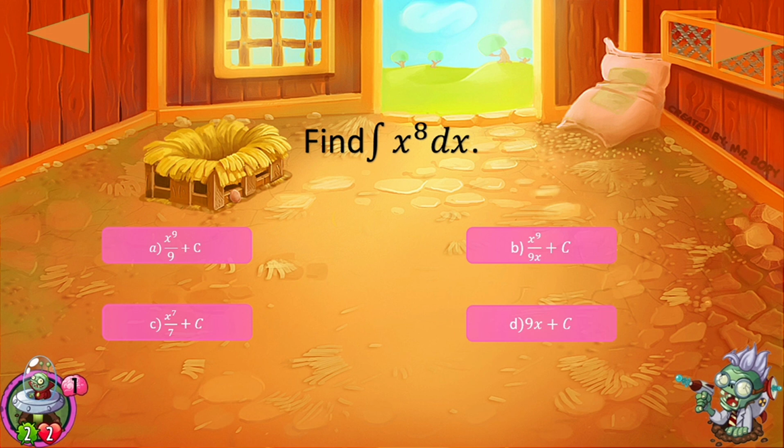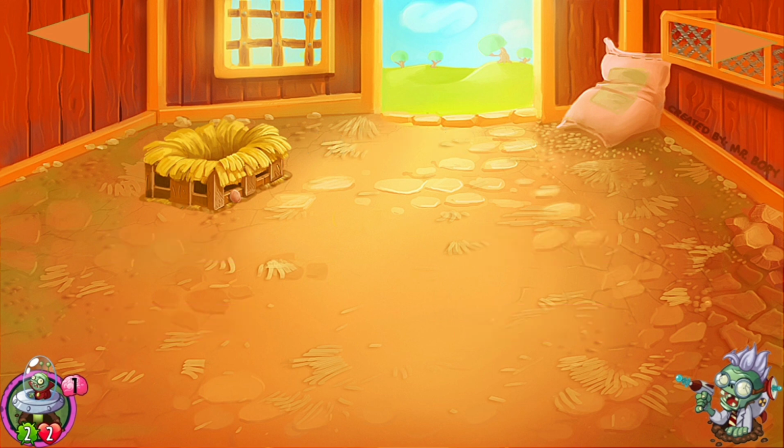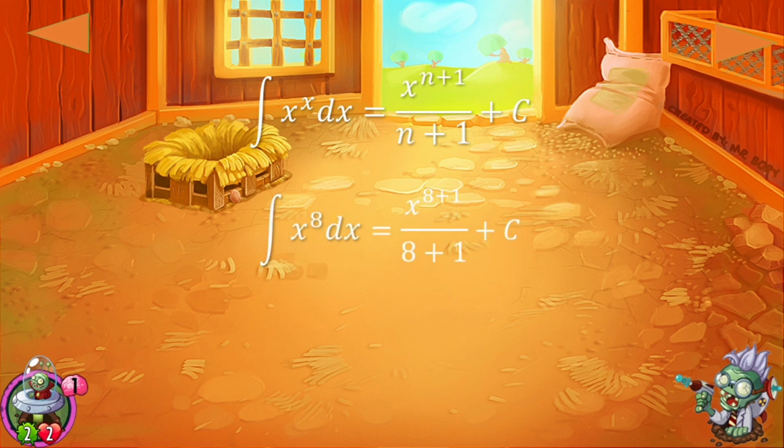Now let's know how to get this answer. On getting the integration of a number, we just use x raised to the power of n plus 1 over n plus 1 plus c. Therefore we have the integration of x to the 8 dx equals x raised to the power of 8 plus 1 over 8 plus 1 plus c. And adding it all up, you will be having x raised to the power of 9 over 9 plus c.